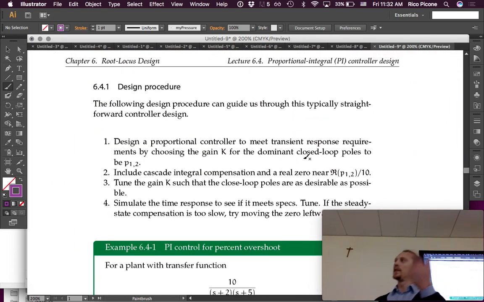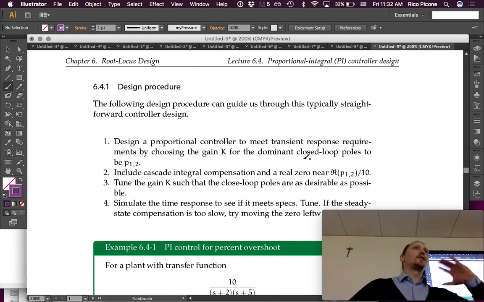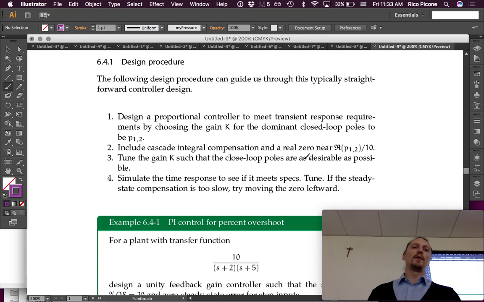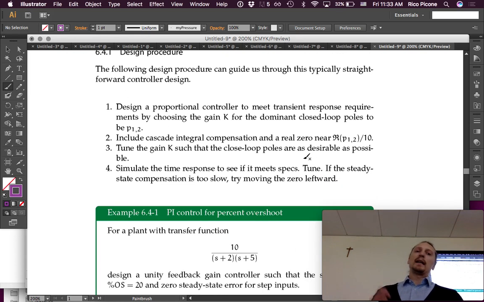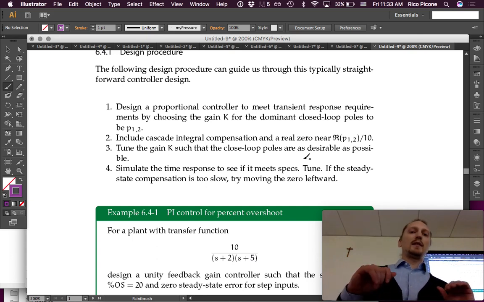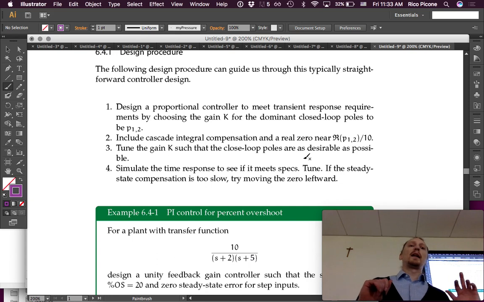We'll do the design procedure I include just to give you something concrete to work off of, a sort of recipe to start. So the following can guide us through this typically straightforward controller design. Step 1, design a proportional controller to meet transient response requirements by choosing the gain K for the dominant closed loop poles to be P1 and P2. This is the exact process that we used to design our proportional controller last time. Right? So we do that again.